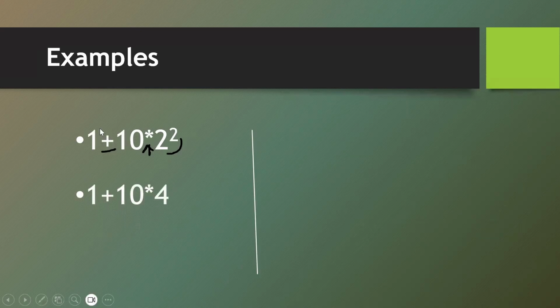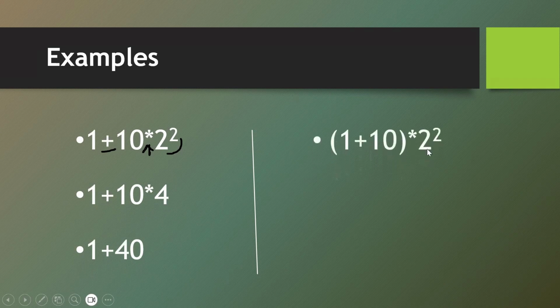Like that. First, the 1 is the same. The 10 is the same, but the only operation performed first is the power. So 2 to the power 2 is 4. Then the multiplication takes place and then the addition. So the result here is 41. Let's have another operation.